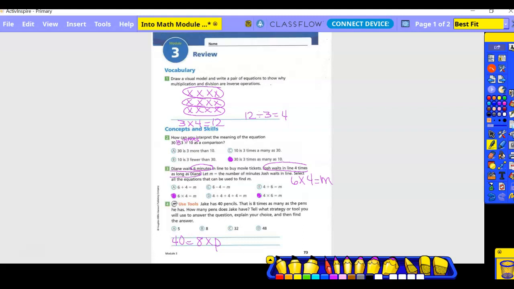Okay, so 40 divided by 8, an inverse operation, gets us 5. So he has 5 pens, right? Okay. So what am I going to pick? Letter A. Now, what if we wanted to know how many pens and pencils he had? What would we do? 40 plus 5, right?